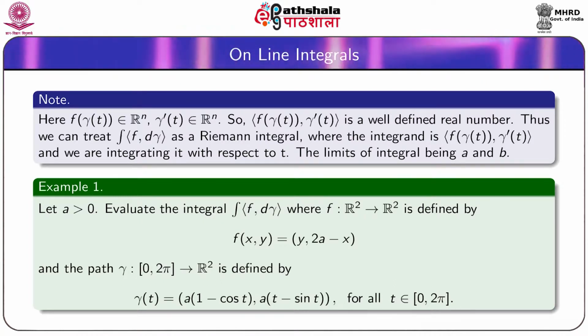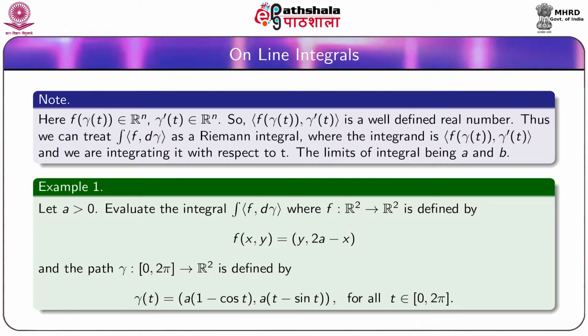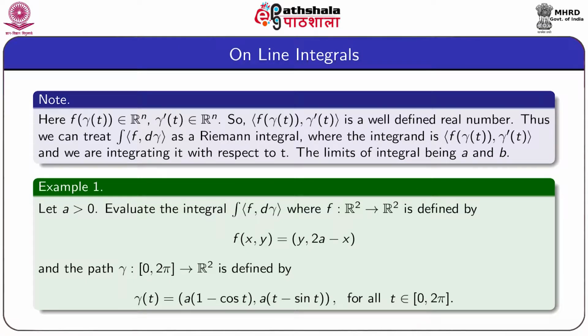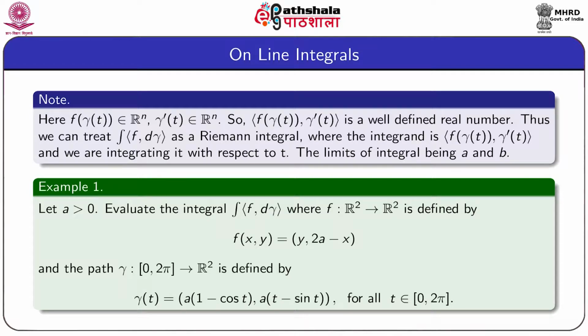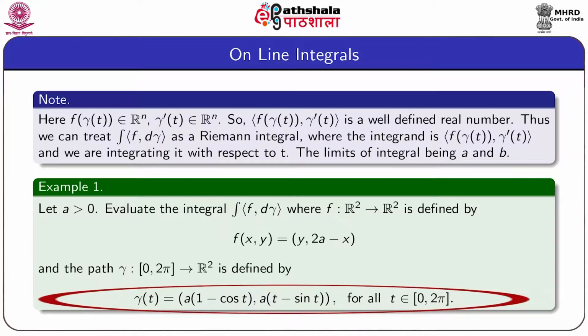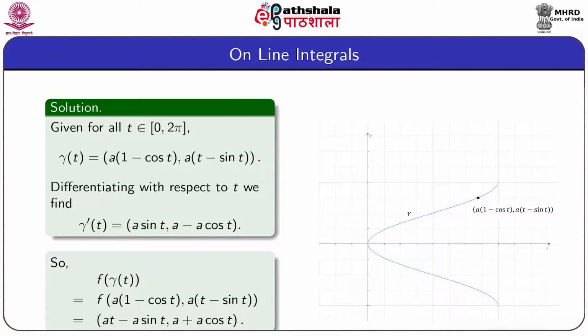Example 1. Let a be positive. We try to evaluate the line integral f d gamma where f from R2 to R2 is defined by f(x, y) equal to (y, 2a minus x) for every (x, y), and the path gamma from [0, 2 pi] to R2 is defined by gamma(t) is (a times (1 minus cos t), a times (t minus sin t)) for every t in [0, 2 pi]. We have given a graph of this curve.